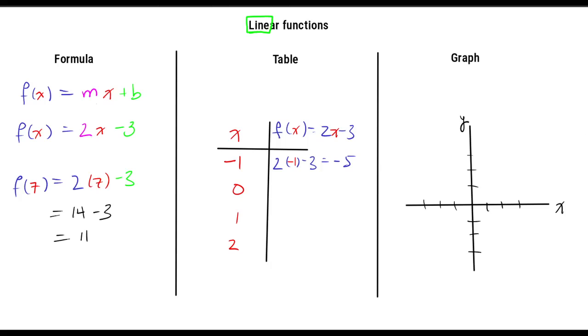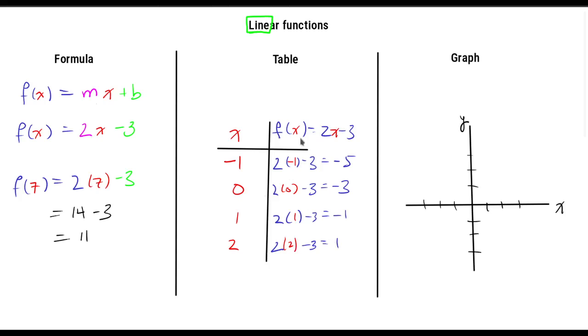If we input 0, we get 2 times 0 minus 3. 2 times 0 is 0, minus 3 is negative 3. If we input 1, 2 times 1 minus 3, 2 minus 3 is negative 1. If we input 2, we end up with 2 times 2 minus 3. So 4 minus 3 is positive 1.